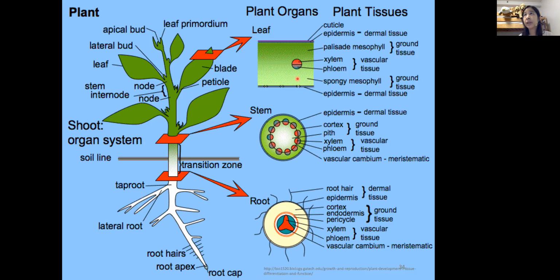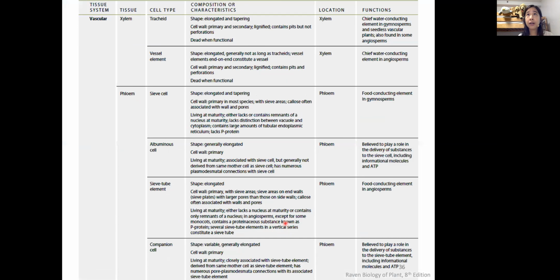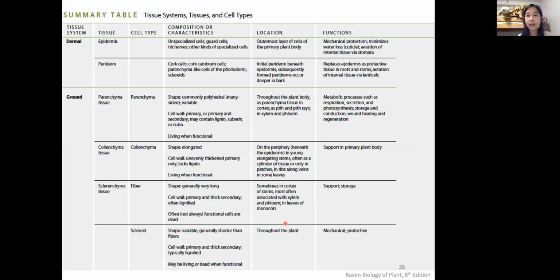And right in the middle of the plant's leaves, stem, and root, you have vascular tissues, you have xylem tissue, you have phloem tissue. And here in this table, we have two parts. This table summarizes the different plant tissue systems, tissues, cells, and their characteristics, location, and function. Let's go through it together. For the tissue system, you have three tissue systems: dermal, ground, and vascular.